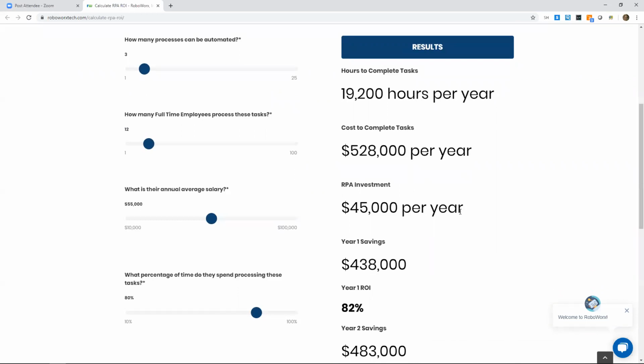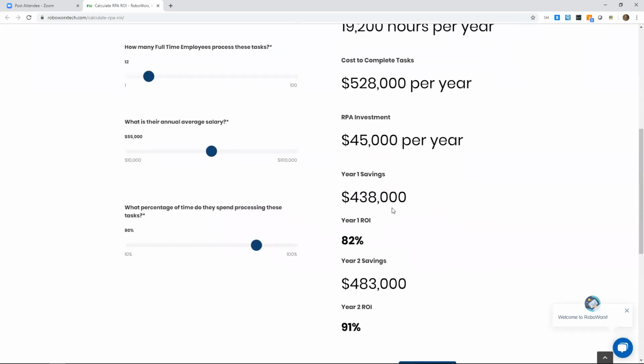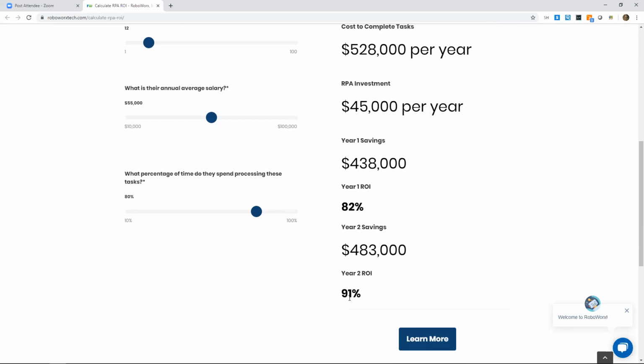It's not a simple process. It's not a complex process. It's somewhere in the middle. But the investment is going to depend on all those things I talked about earlier. So then you can start to see your savings and your actual savings percentage in year 1. And in year 2, you can start to see that it goes up.